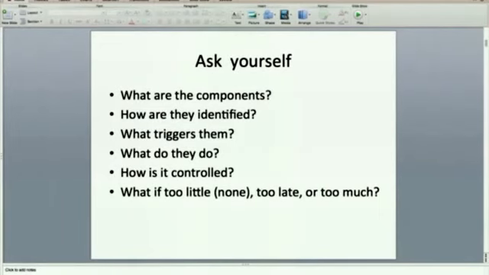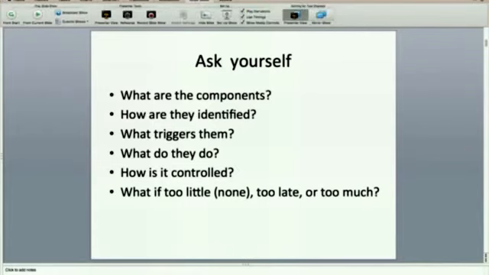at an infection. So ask yourself, what are the components of the immune response that are going to be relevant? The cells, the cytokines, et cetera. How are they identified? CD numbers or receptors. What triggers them? Cytokines, pathogen-associated molecular patterns. What do they do? Do they make cytokines? Do they turn this on? Do they make antibodies? How is it controlled? What cytokines turn them on, turn them off? And what happens if there's too little, too late, or too much of any of these responses? And that's where we get our immune diseases.